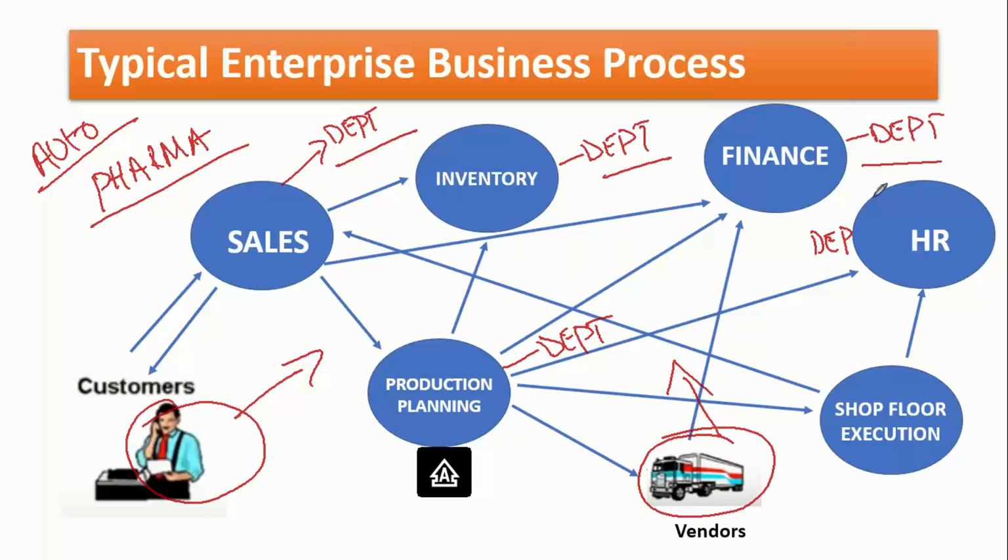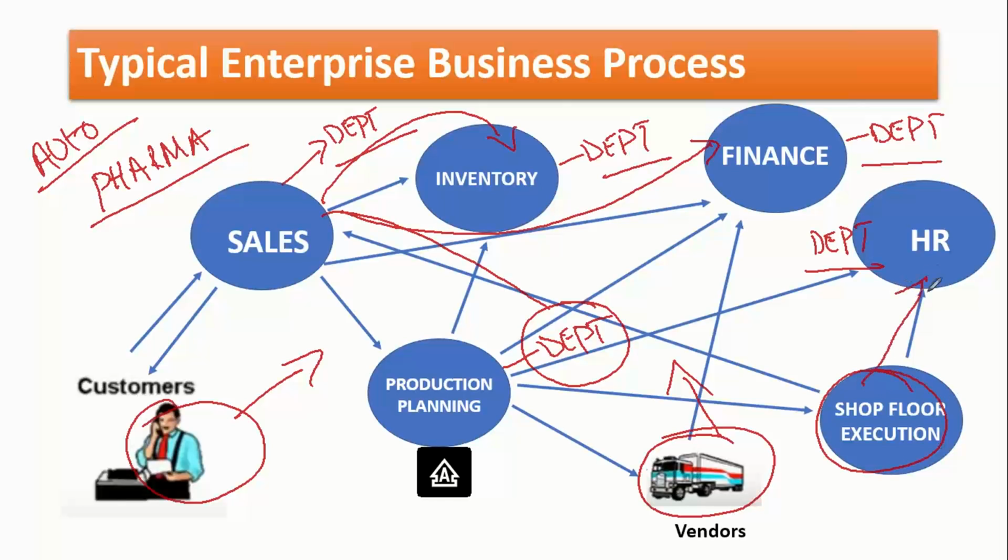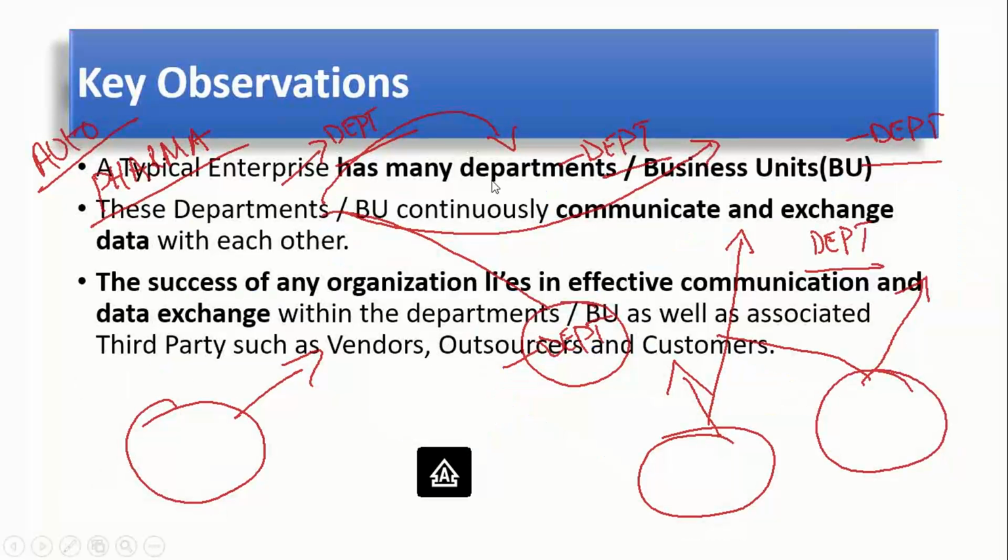Each department is communicating with each other, right? Shop floor or production planning, they're contacting the sales. Sales, they're contacting the inventory, they're contacting the finance. And the factory people, they're contacting HR and the sales, right? Vendors are also contacting the finance. Each department is communicating with each other, right? For what? To run their business successfully. That's exactly what I'm explaining here.